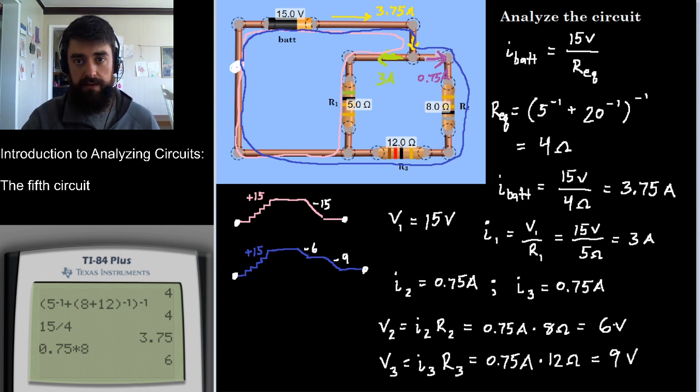Okay, let's check that I have found everything. Did I find the current coming out of the battery? I did. Do I know the voltage of the battery? Yes, 15 volts. Do I know the voltage drop on R1? Yes. Do I know the current going through R1? Yes. Do I know the current going through R2? Yes. The voltage drop across R2? Yes. Do I know the current in R3? Yes. And do I know the voltage drop in R3? Yes. I've analyzed the circuit.